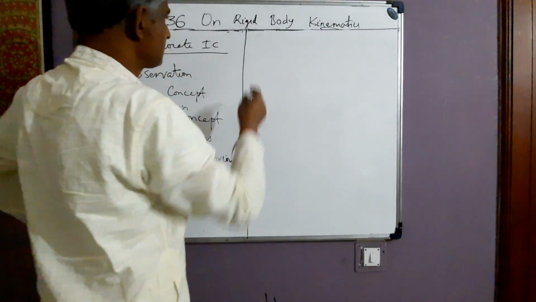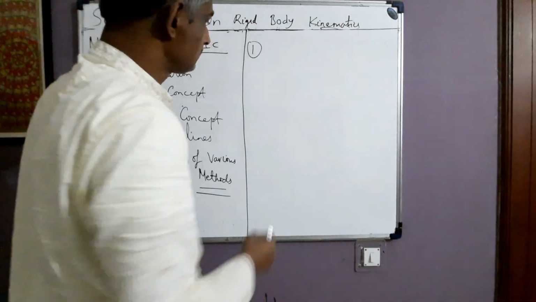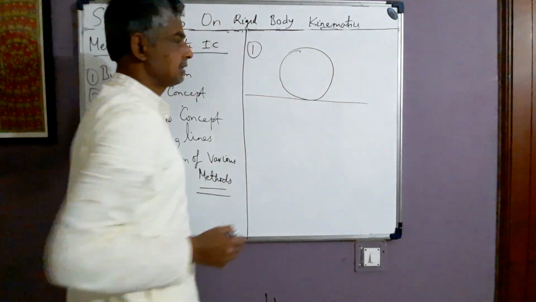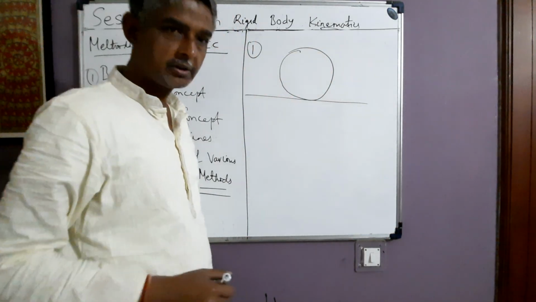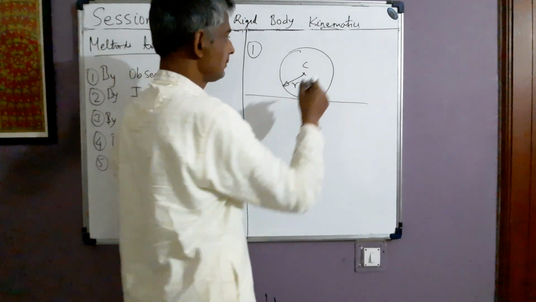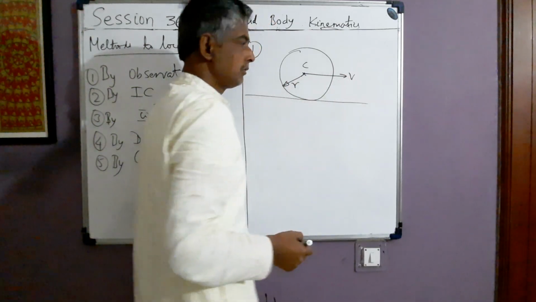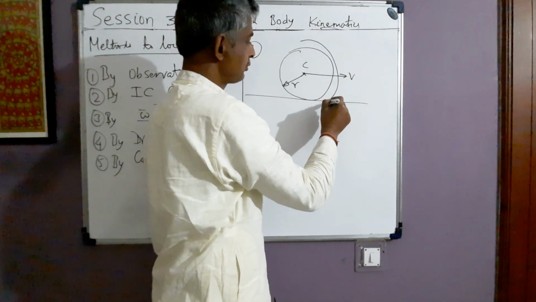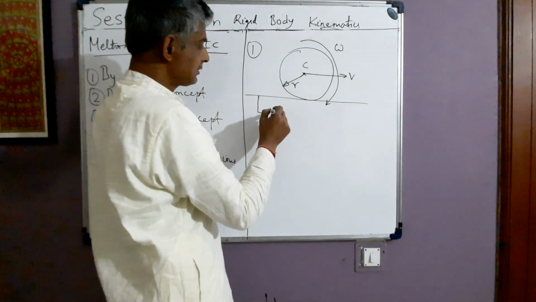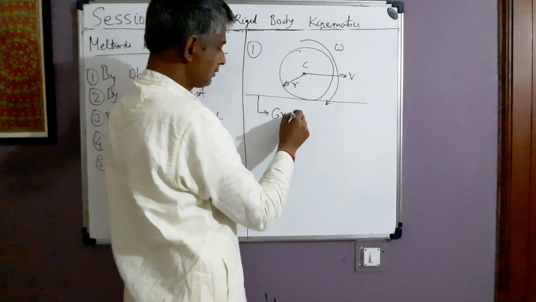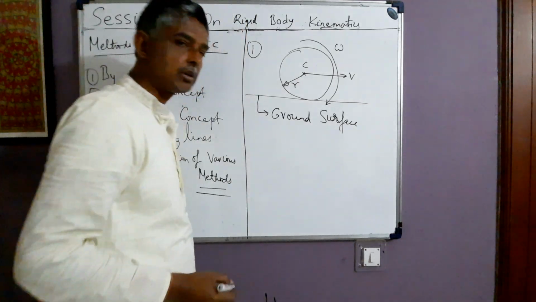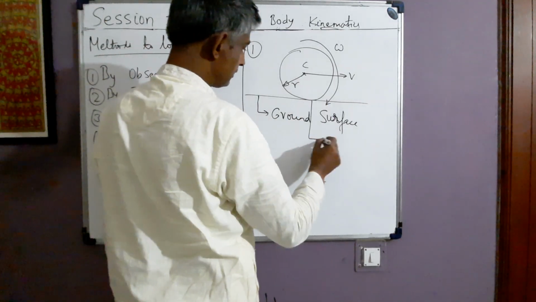So I take the first method, the observation method. This is a side view of a circular drum. C is the center, R is the radius. The center moves at a speed v rightward with respect to the ground. It undergoes pure rolling. Omega is clockwise. This is the fixed ground surface, and here it undergoes pure rolling.